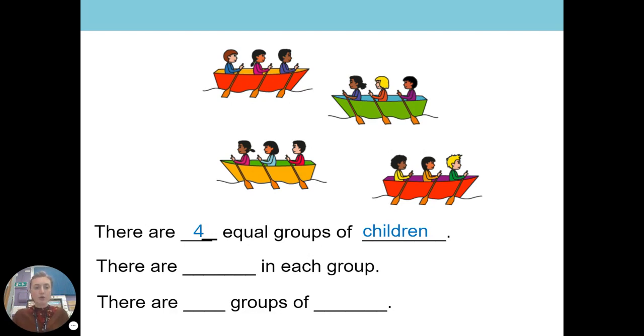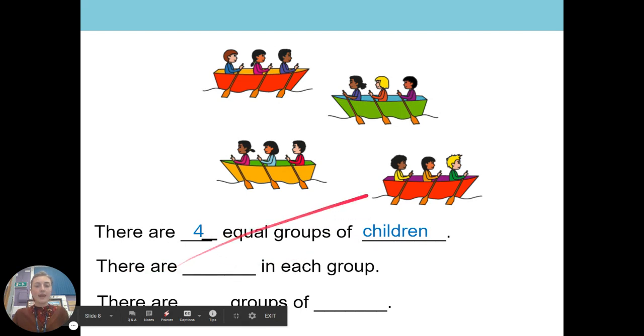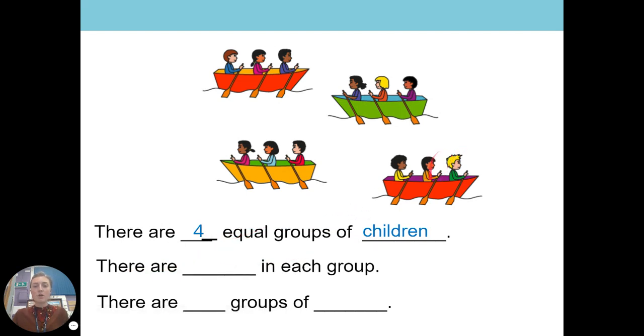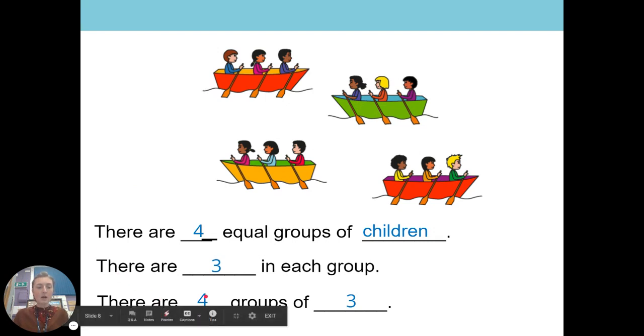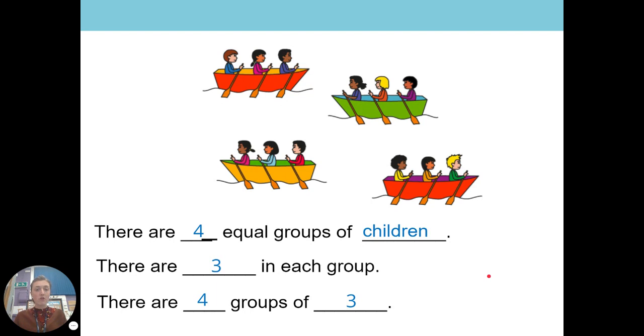Excellent. Let's see what you've got. So we worked out there were 4 equal groups, and let's check they're all the same. 1, 2, 3, 1, 2, 3, 1, 2, 3, 1, 2, 3. There are 3 in each group. That means there are 4 groups of 3. My first number, 4, is the number of groups. My second number, 3, is the number of children, the number of things in my group.